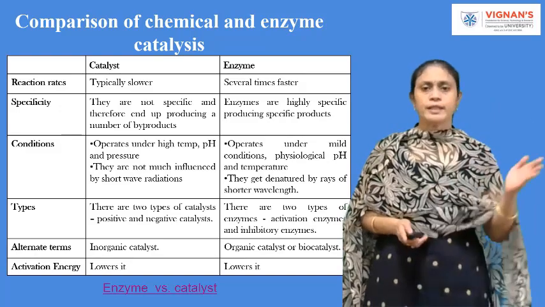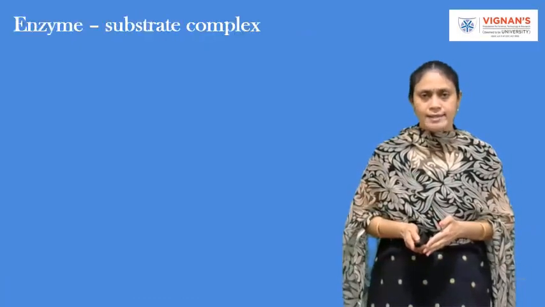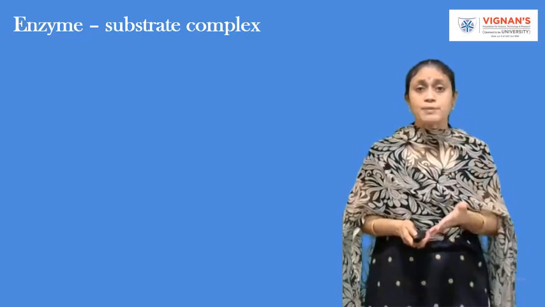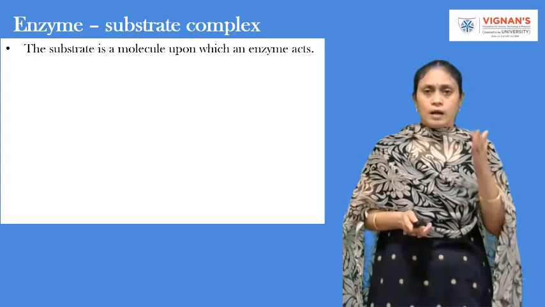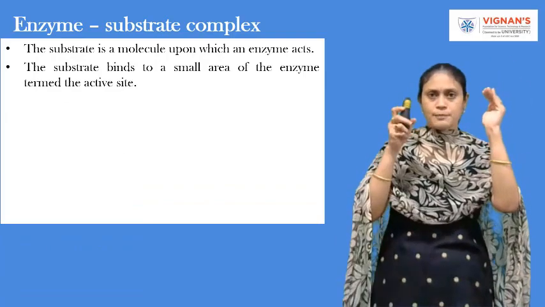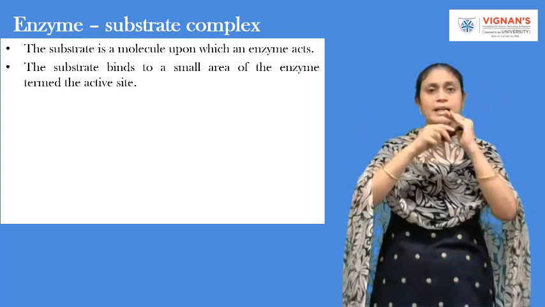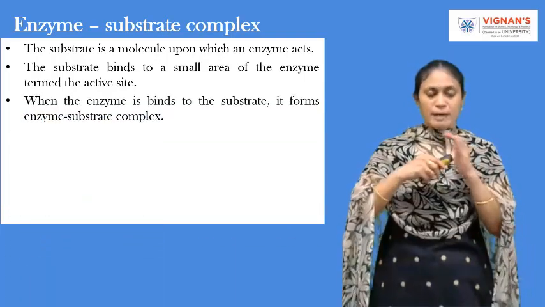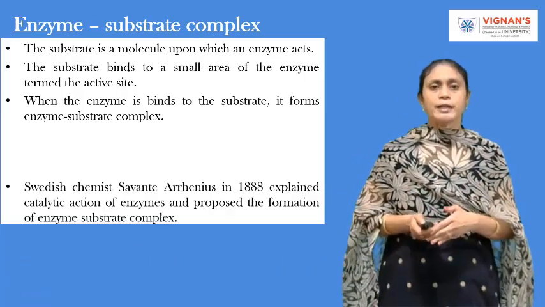So, until now, we have learned about what is an enzyme, and what the differences are between a chemical catalyst and an enzyme. Now we are moving on to learn what a substrate is and what an enzyme substrate complex is. So, what is a substrate? A substrate is a molecule upon which an enzyme acts. Just consider this as an enzyme and this as a substrate. Once the substrate comes and binds to the enzyme, it binds exactly to the active site of the enzyme, forming an enzyme substrate complex.